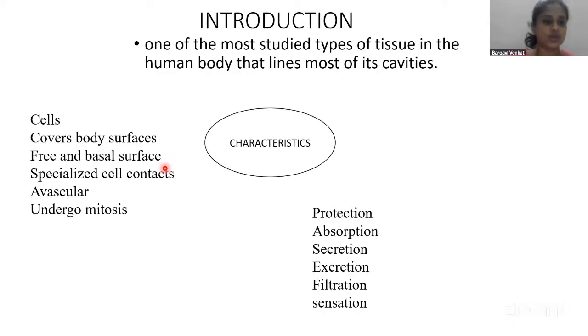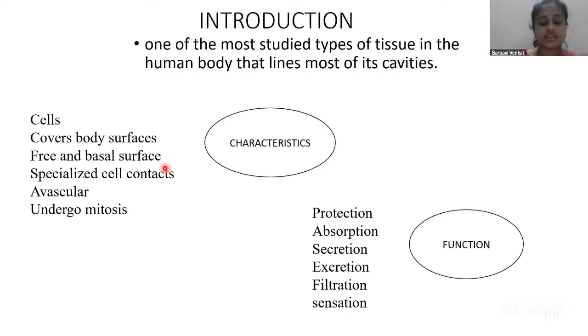And they are avascular, meaning the epithelial cells have no blood supply or any nerve supply. They just get their nutrition through passive diffusion. They undergo mitosis. Any cell for that matter is going to have a cell turnover rate. The basal layer divides, and as it divides, the cells reach the topmost layer and start shedding. So that is your cell turnover rate. It undergoes mitosis in that manner.